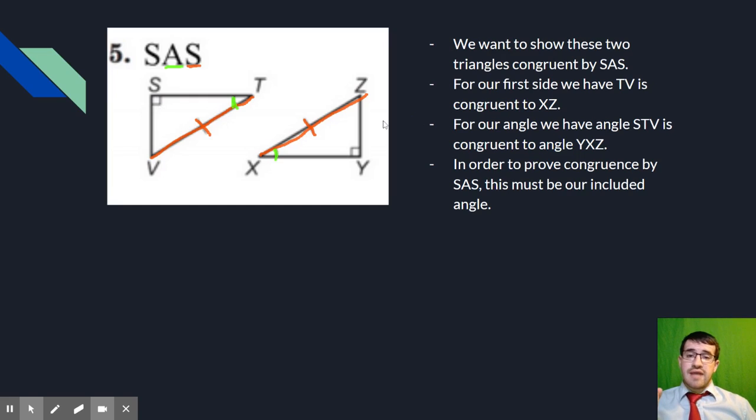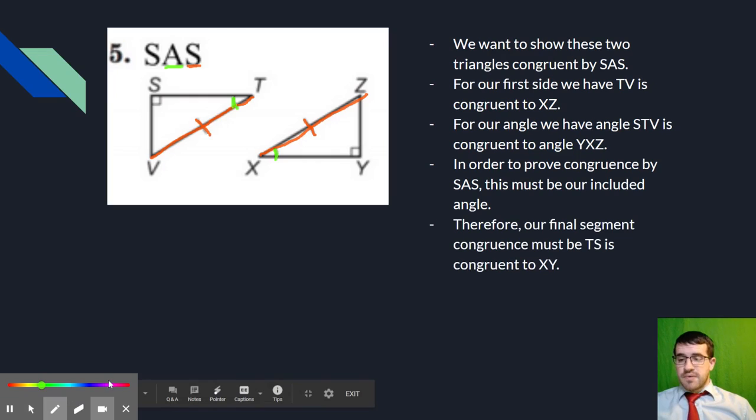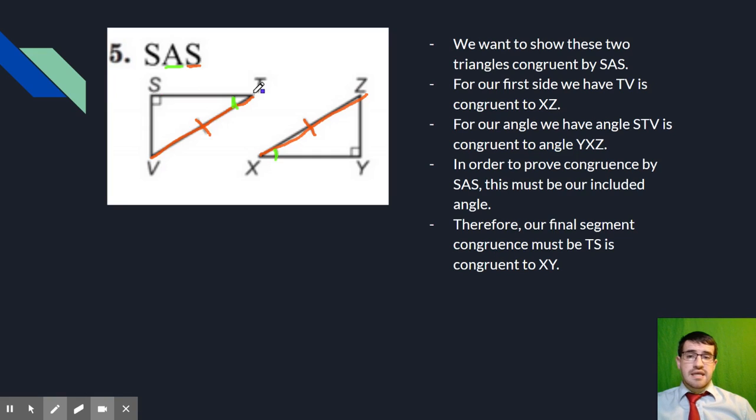Therefore, this right angle here is just misleading information. It's extra information. So the segment that we need congruent here in order to show the triangles are congruent by SAS is segment TS congruent to segment XY. Mark that with two tick marks. I'm going to highlight it. Then when we go through it, we have side, angle, side.